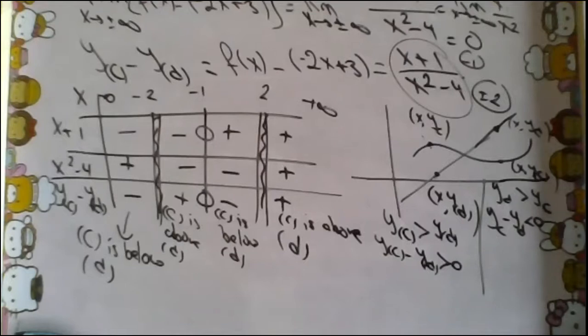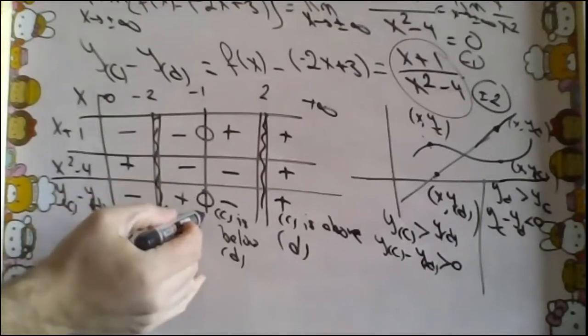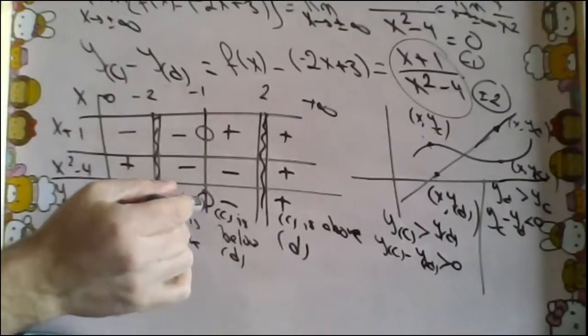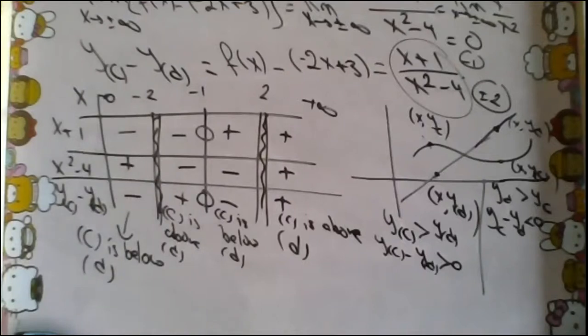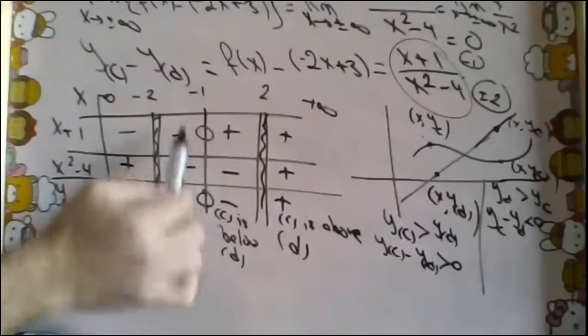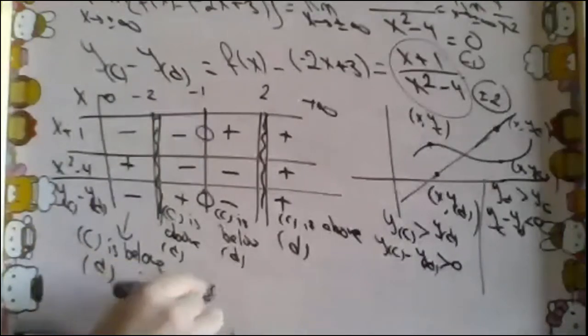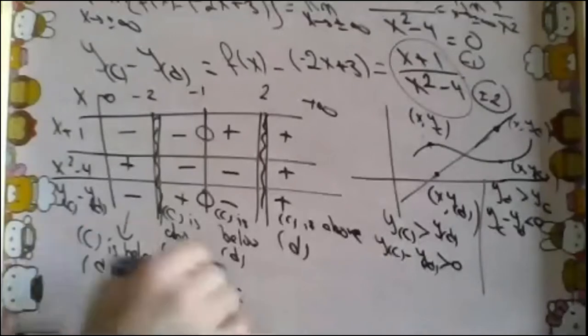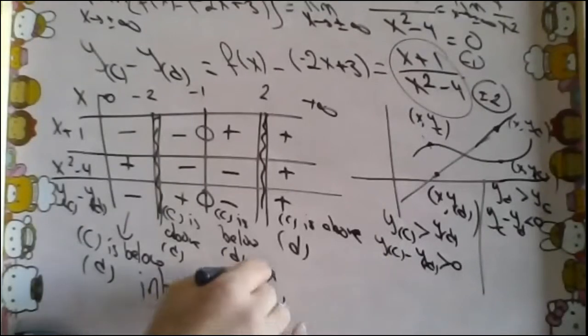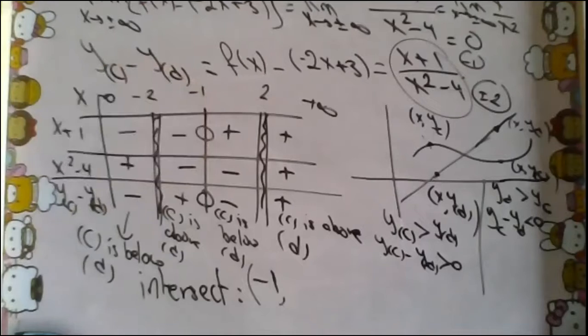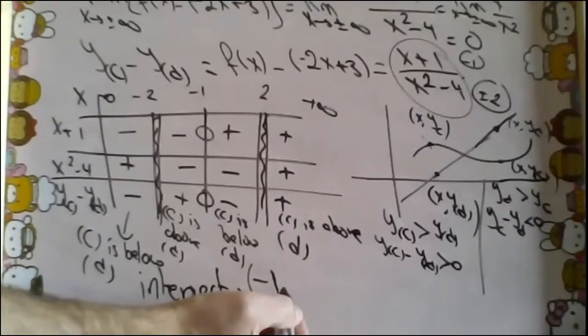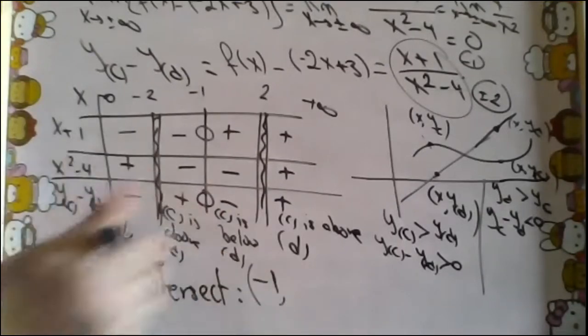Right. One more thing. The point of intersection. The curve and the line, they intersect at point of abscissa negative 1. And how to find the ordinate? The y, it's not zero. Here yc minus yd is zero.